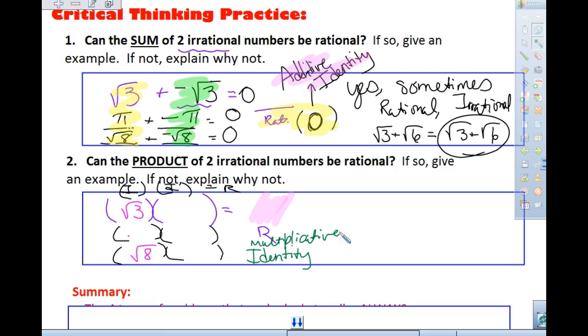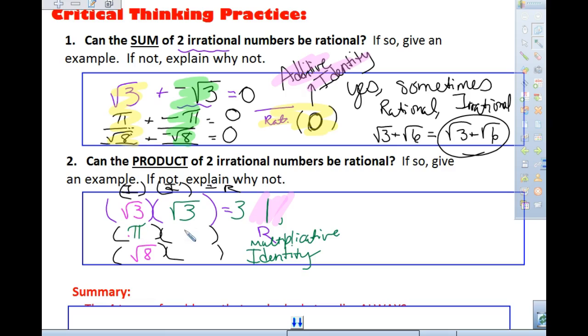So the multiplicative identity, you know what number it is? Sanjay, it is 1. That's one number, but we wouldn't have to get that. So that's our multiplicative identity. Could we get, if I take square root 3 times what to give me a rational number? And it's not going to be 1. Okay. Square root 3 times square root 3 equals 3, right?